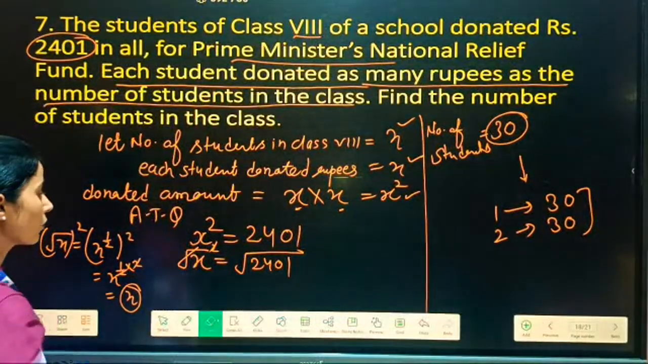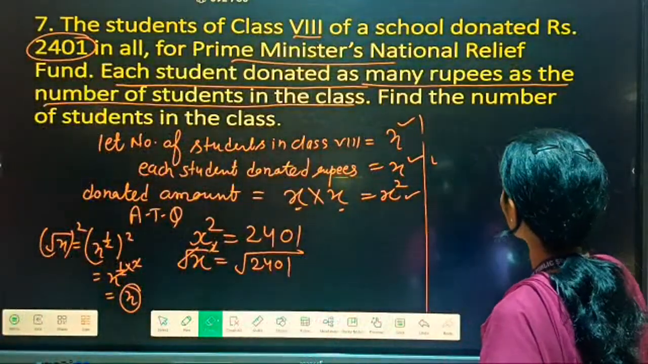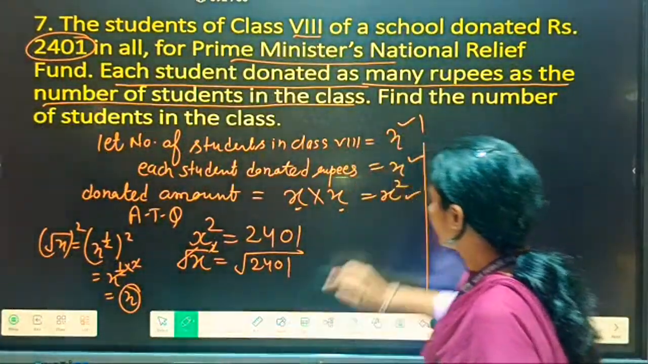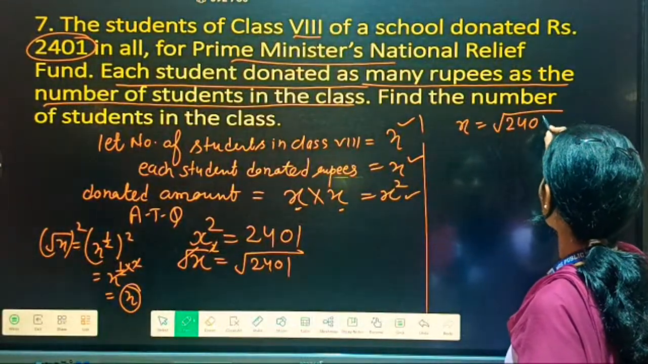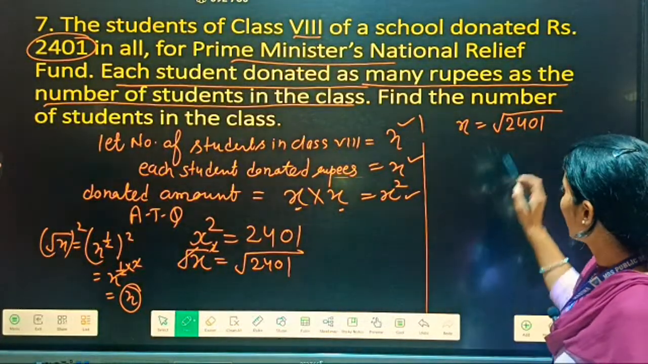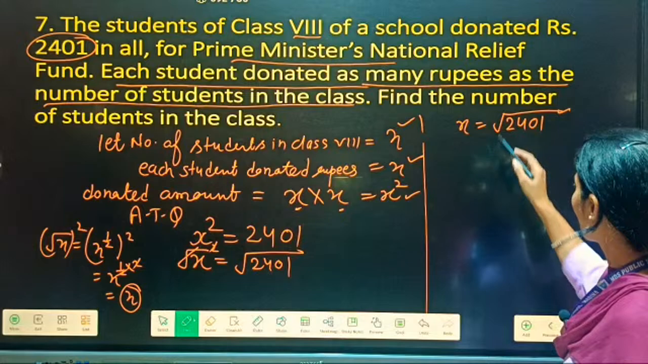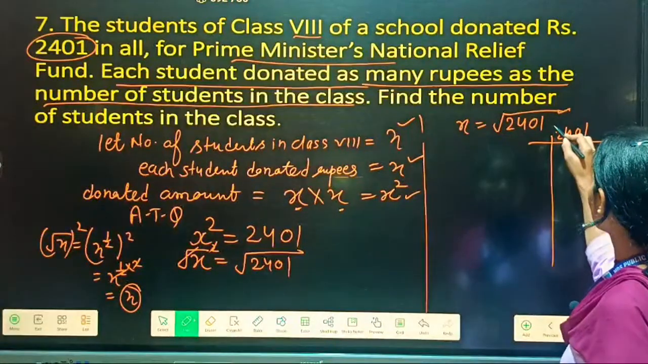Now we have to find out the square root of 2401. X is equal to square root of 2401. Now we have already done many questions related to finding the square root of a given number. How can we find the square root of this number? Let us factorize this number.